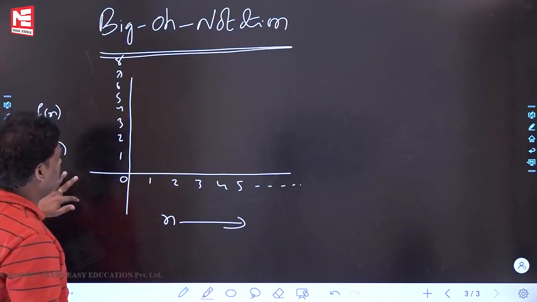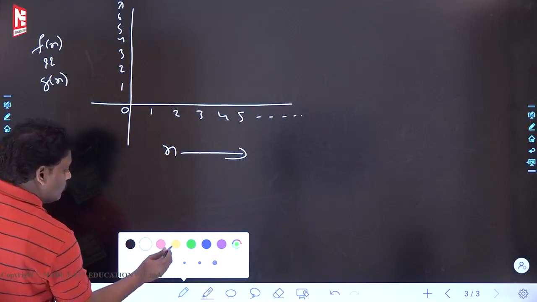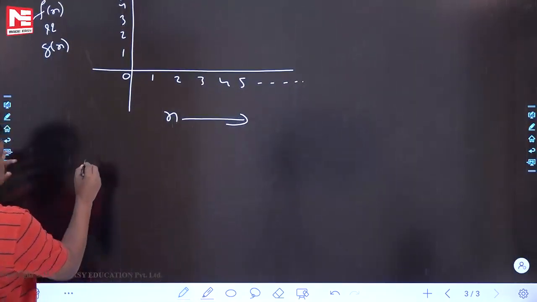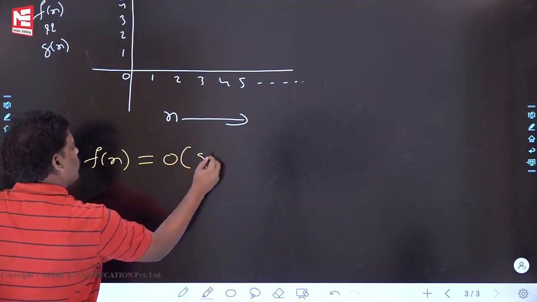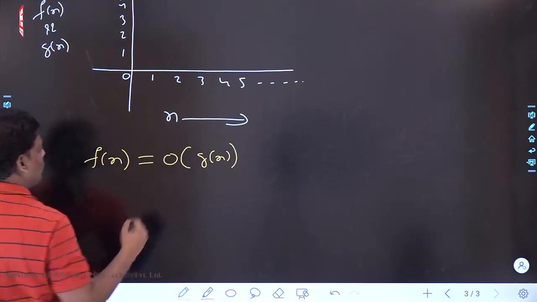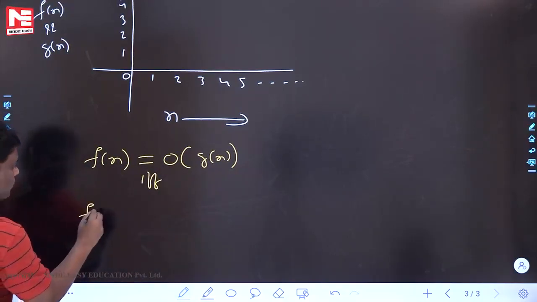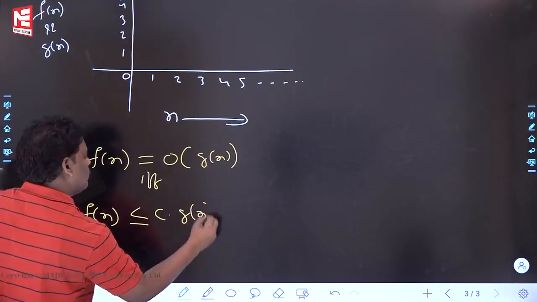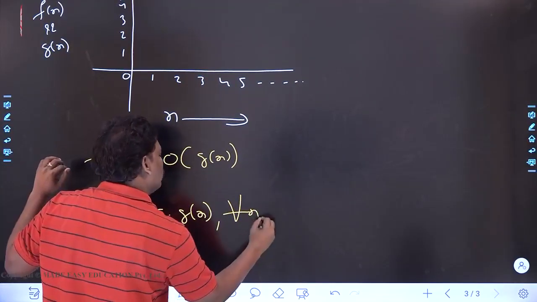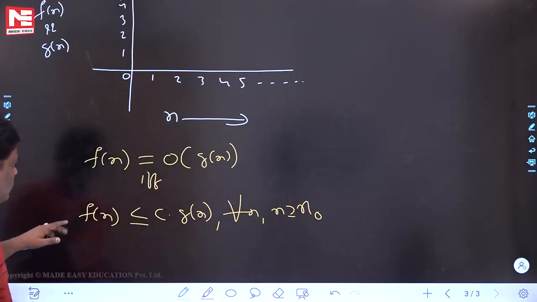Now see this one, everyone. What is the big O notation definition? F of n equal to big O of g of n if and only if f of n is less than or equal to some c into g of n for all n where n is greater than or equal to n0. So this is the definition.